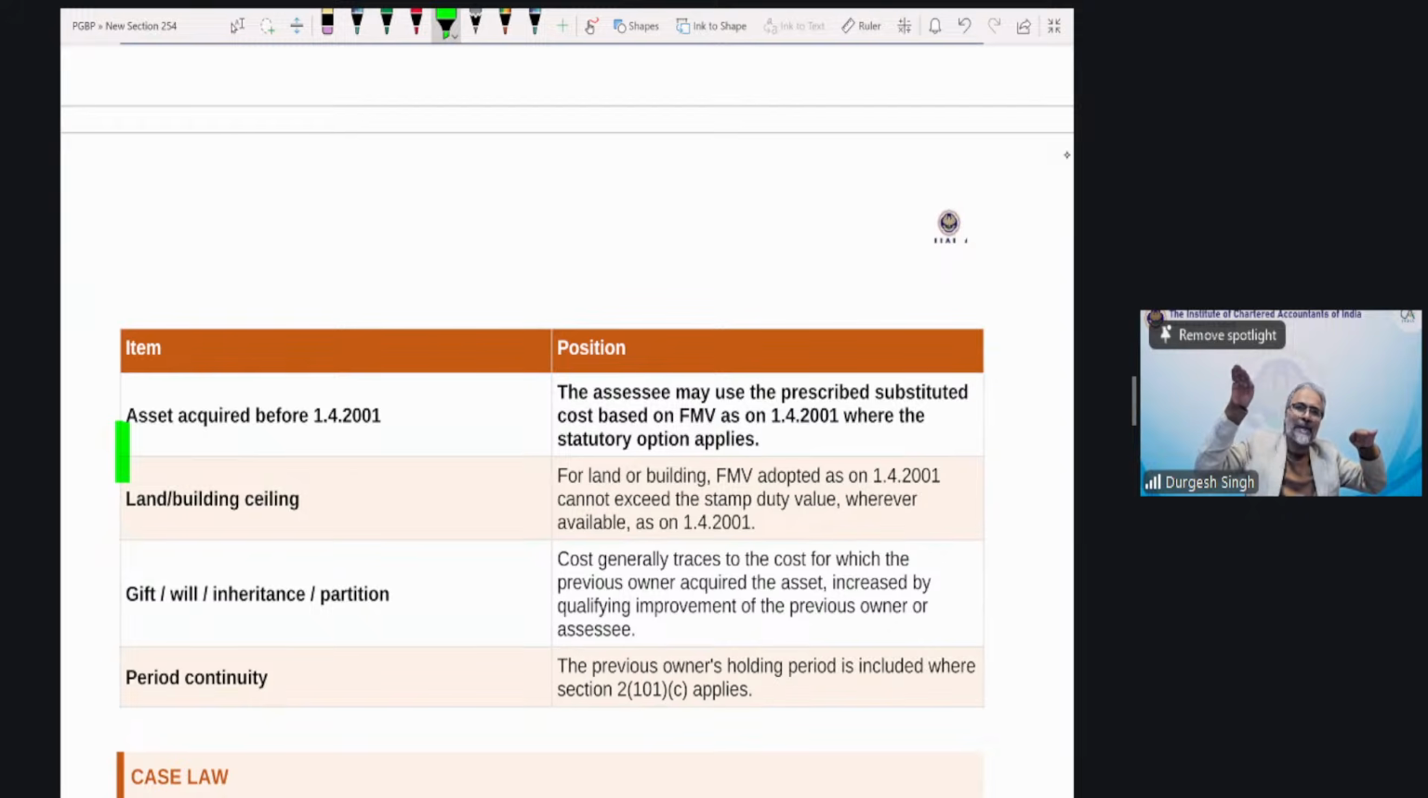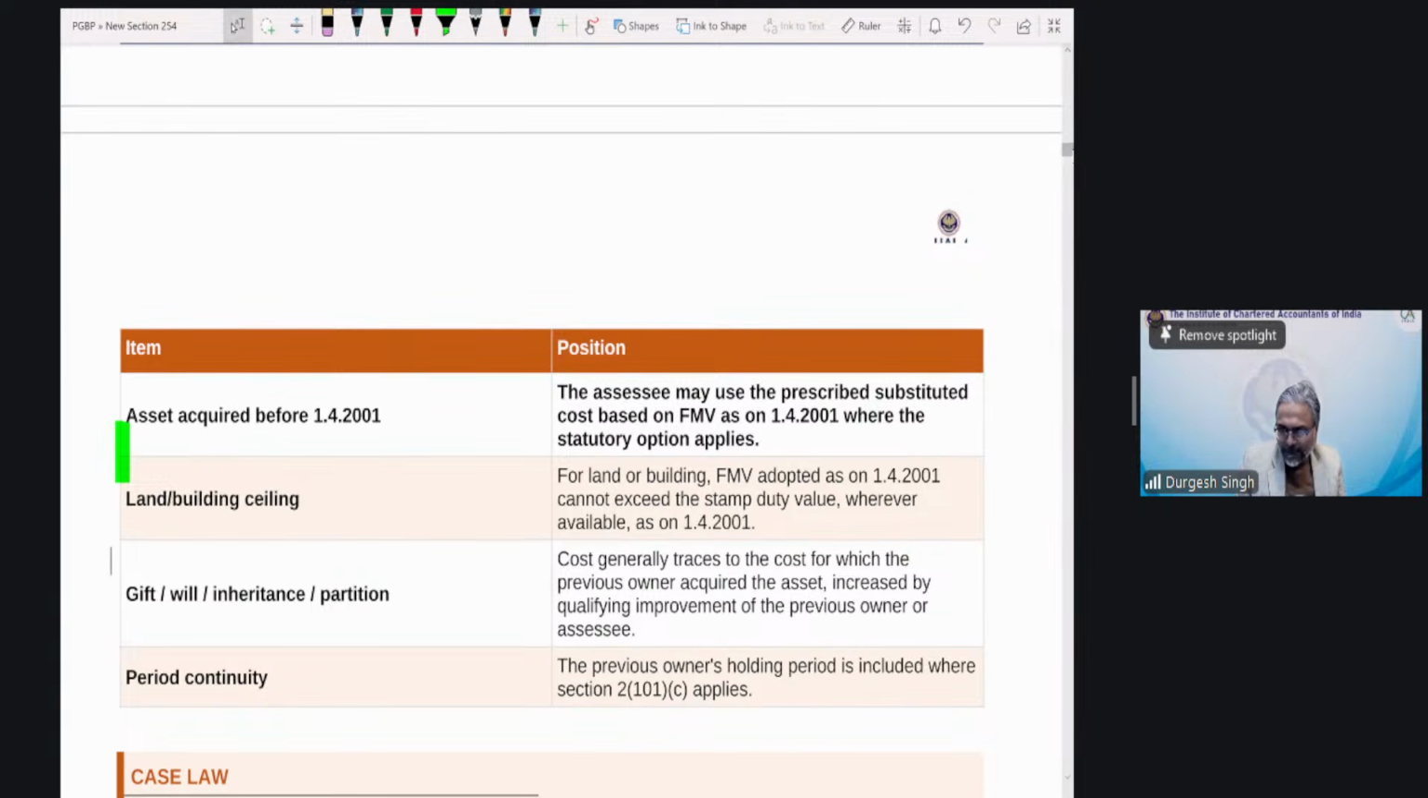What is the upper limit? Stamp duty value, if stamp duty value is available. If stamp duty value is not available, then definitely it is only the fair market value. As simple as that. They will not target you in this way, but you should know the provision. Gift, will, inheritance, partition, students, you know that in this context. Cost will be the cost to the previous owner. In this case, students, cost to the previous owner.